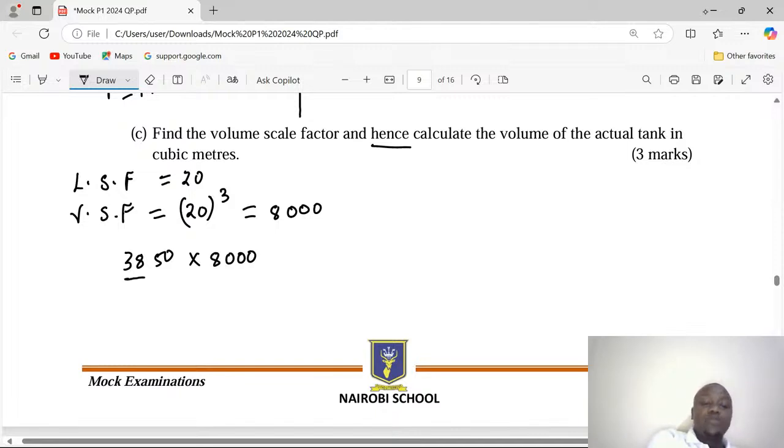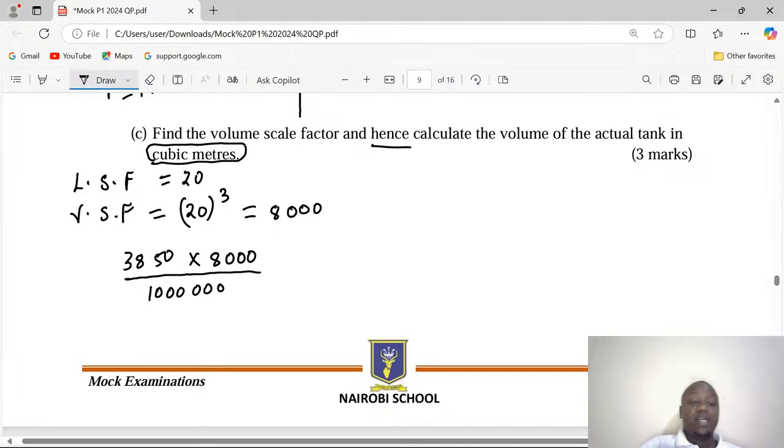Then we can divide this one by 1 million. Remember, this will be cubic centimeters, which will be a very big number. So when we divide by 1 million now, we'll make it cubic meters, that is. So I'm dividing by 1 million to make it cubic meters.